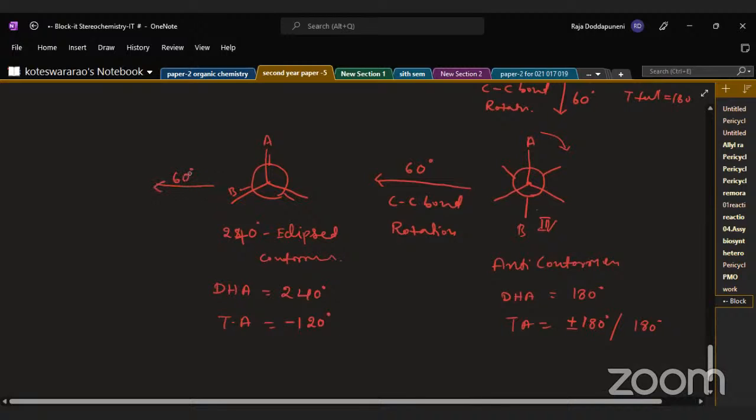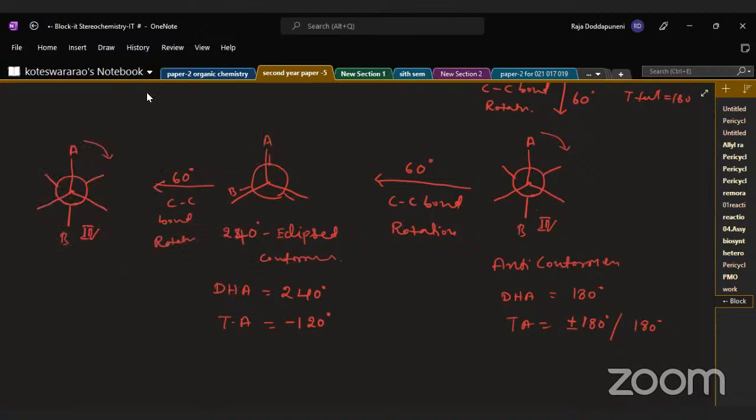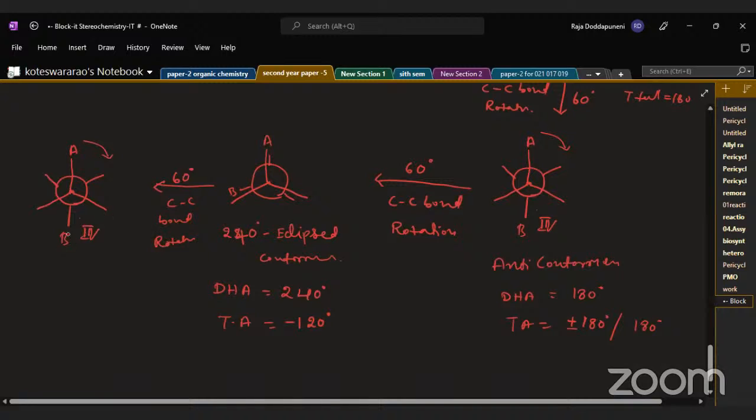Now again a 60 degrees rotation, C-C bond rotation. Now it leads to a change in the position. This is the fifth one actually. Now the sixth one.